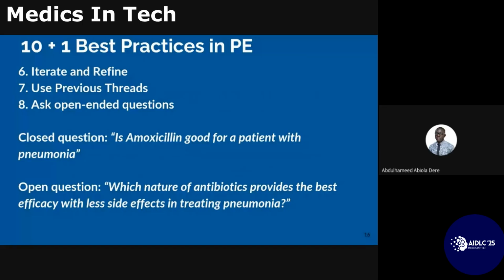But when you open it and say, what nature of antibiotics provides the best efficacy with fewer side effects in treating pneumonia? Now it's able to tell you that we have the bactericidal and the bacteriostatic, and this one is pricey, this one is very cost effective, and so on. After you ask your initial open-ended question, you can then begin to ask closed-ended questions. But ideally, it's very good to ask an open-ended question that relates to a particular task.